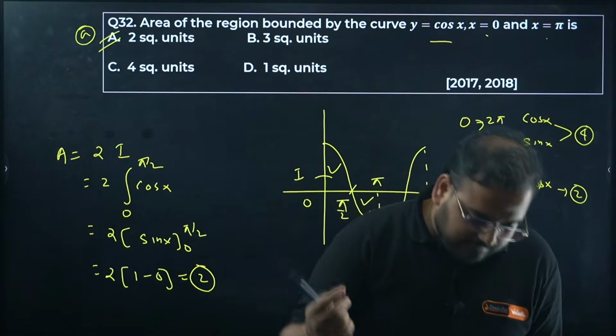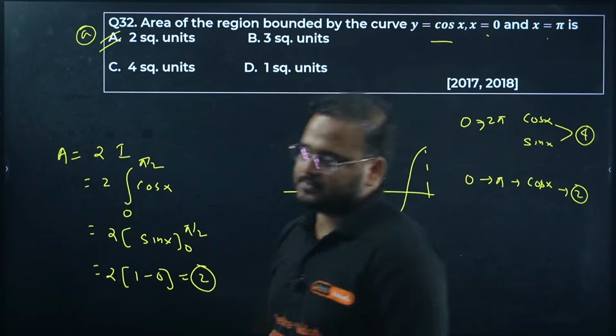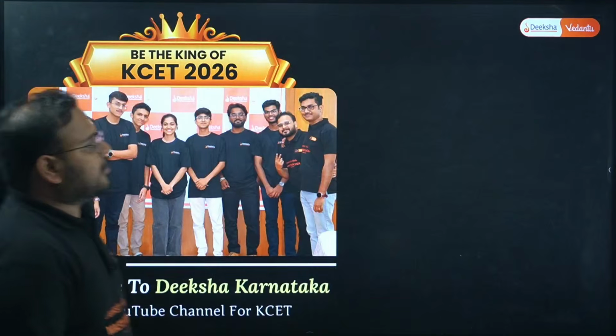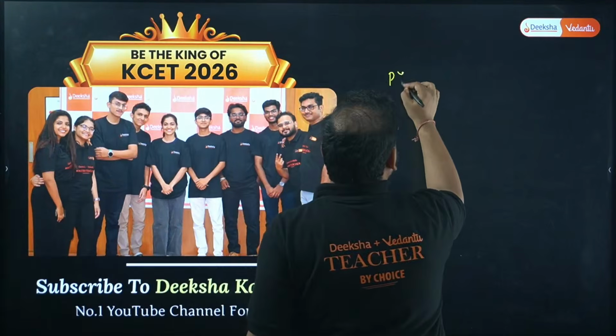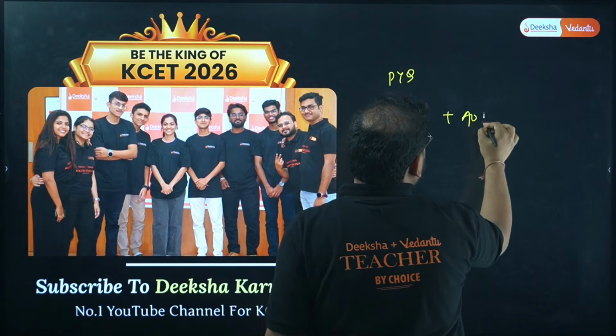So know the property, get the result. Don't know the property, use the proper integration to get the answer. Okay, so this is the end of your lecture today, where I talked about PYQs from integrals and AOI.